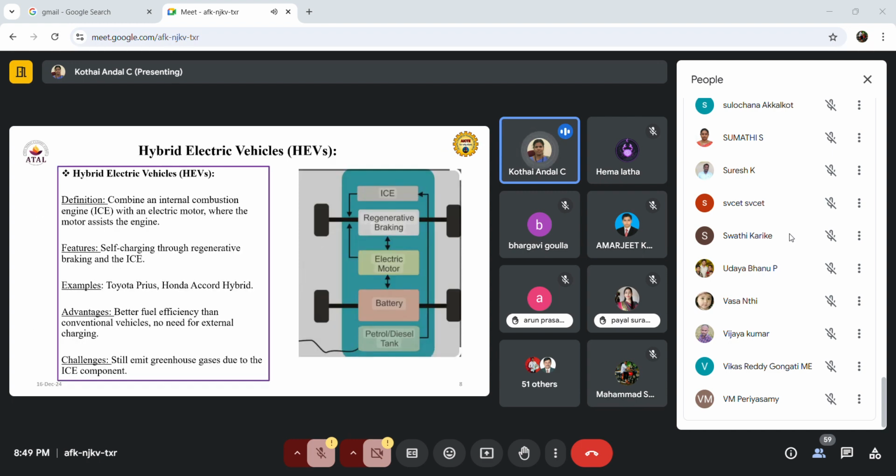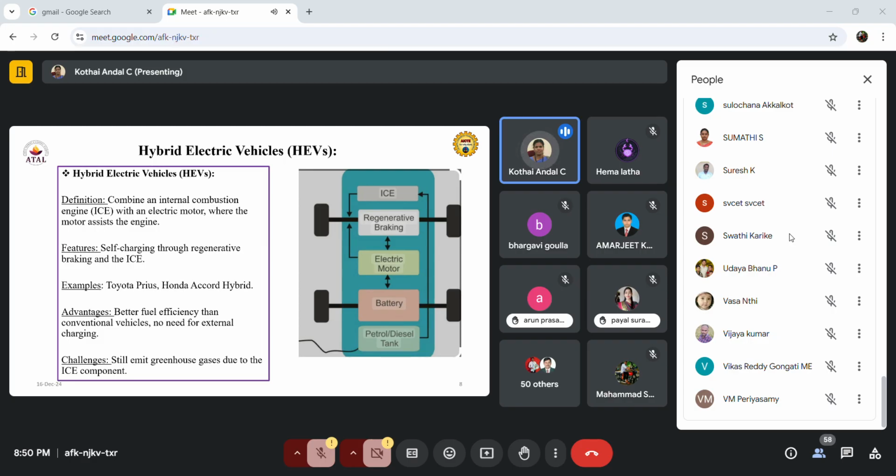Next, we'll come to the hybrid electric vehicle. Here it is a combination of IC engine and battery. Both will assist the vehicle to move. The main thing in the hybrid electric vehicle is the IC engine, so the vehicle is run mainly by the IC engine only. It is supported by the battery. Okay? So how is the battery getting recharged here? The battery is self-charged through regenerative braking through the IC engine.